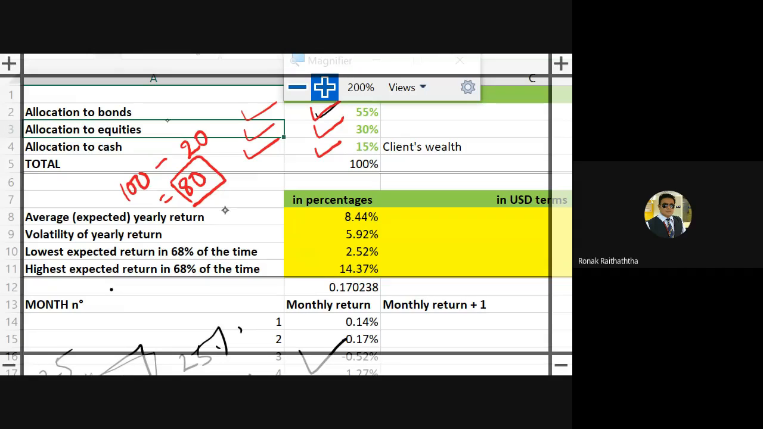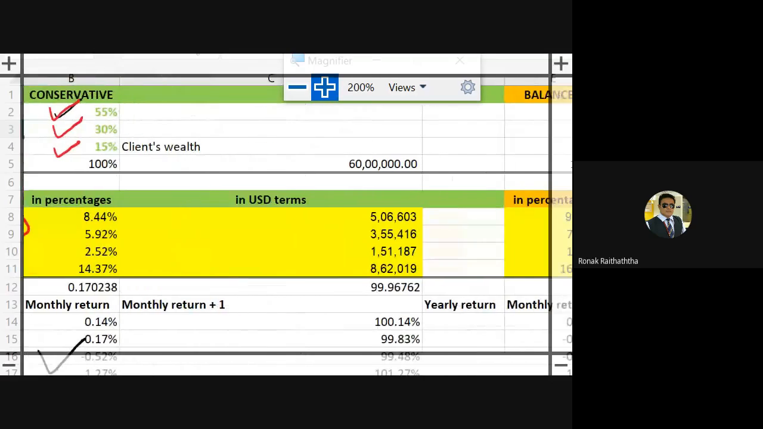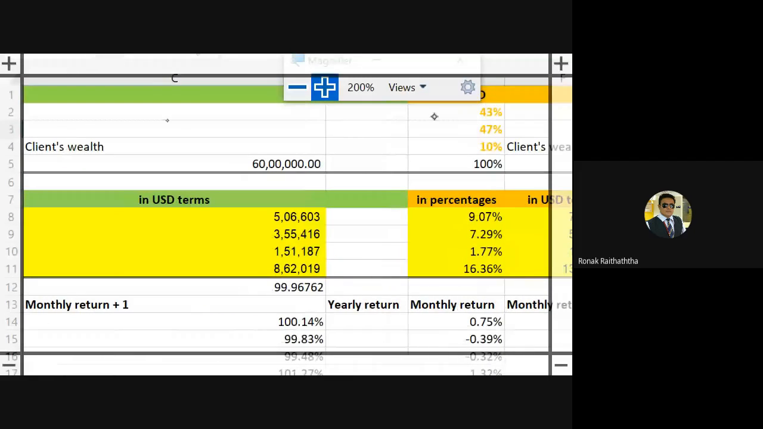So if your age is say 40, then 100 minus 40, so you should have 60% of allocation in equity. If your age is 60, then accordingly your allocation should go a little bit down in equity, because equity is something which is very much risky. We people are aware about it, no need to go into that again. So balanced one is 43, 47 and 10.